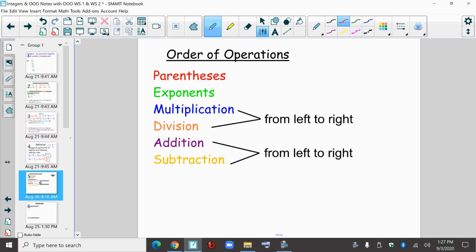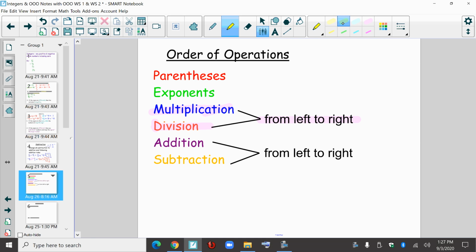The next thing we're going to do is order of operations. Okay? Order of operations, you may have heard already before, is please excuse my dear Aunt Sally. P stands for parentheses, E stands for exponents, M stands for multiplication, and D stands for division. You will always and forever work these two from left to right.